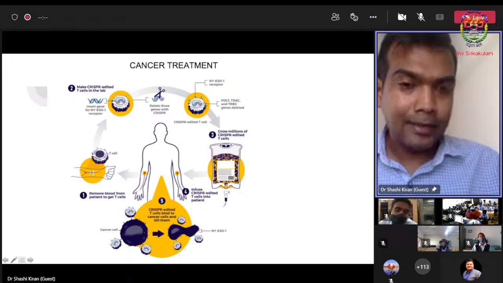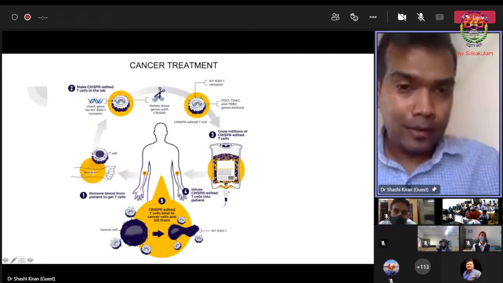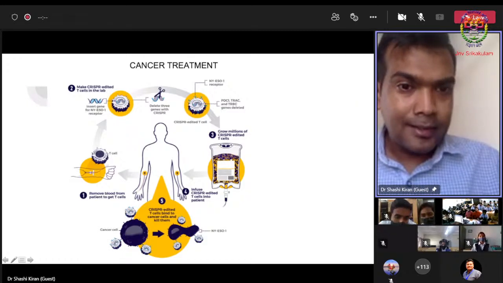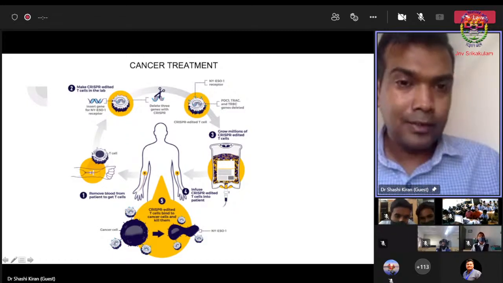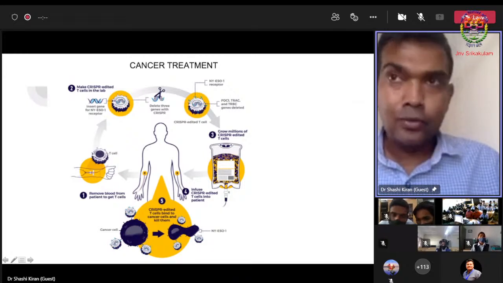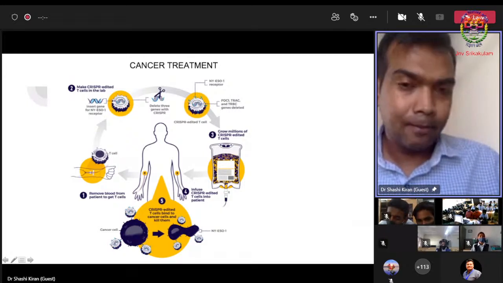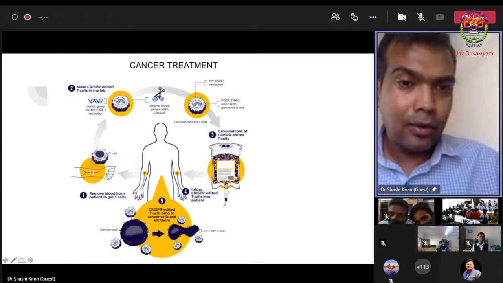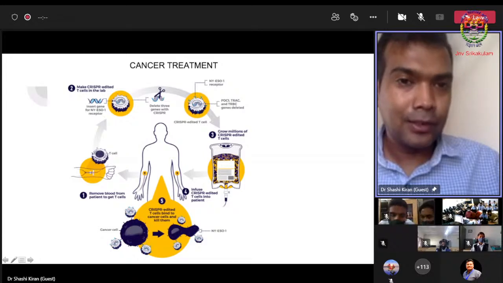In all people, like in us, in you, in everybody, there are T cells which fight cancers. So if cells are trying to become cancerous, your T cells will normally kill them. That's why we don't get cancers. But in people who have got cancers, these T cells have been weakened. They are not able to do their functions very efficiently.